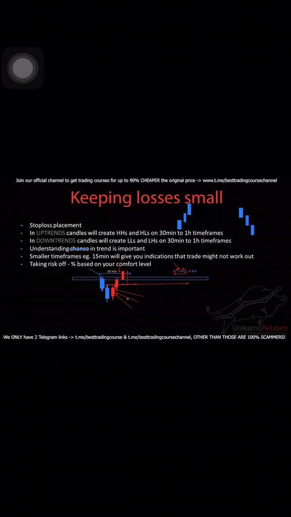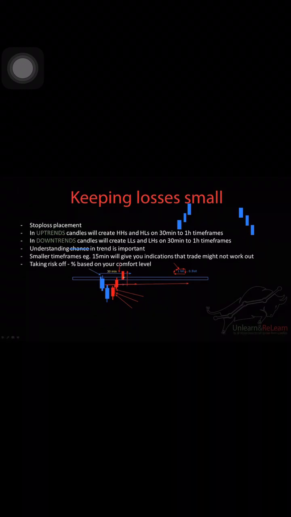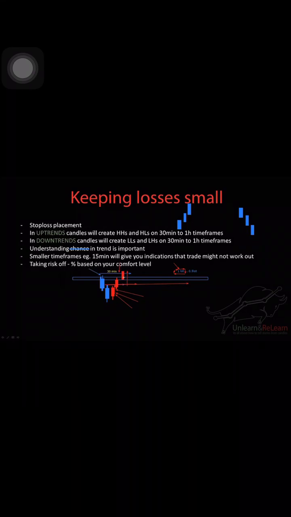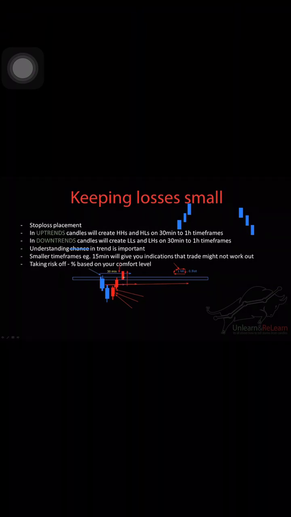So this is how you're really reducing your risk. The main thing is, the only thing you can control in trading, remember this, the only thing you control in trading is your risk. That's it. You don't control the outcome. You don't know if price is going to go your way. You don't know if it's going to go against you. The only thing you're controlling is how much you have risk on the table.